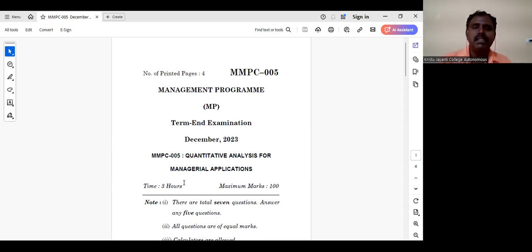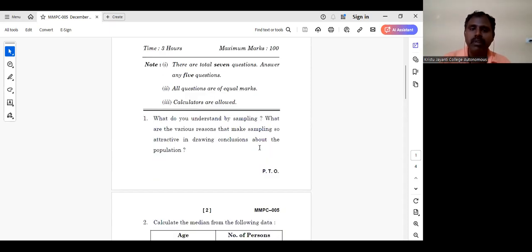Okay, we'll see the first question paper. Here they gave the December 2023 paper. The first question asks: what do you understand by sampling, and what are the various reasons that make sampling so attractive in drawing conclusions about populations? This comes under block 3, sampling distributions. Under it, you have to know what sampling is and the various reasons why sampling is attractive.